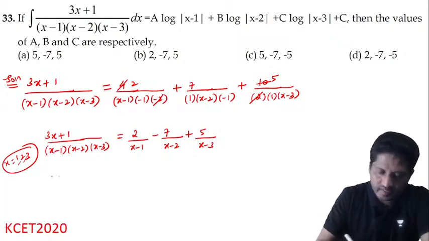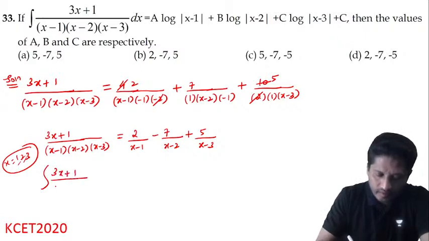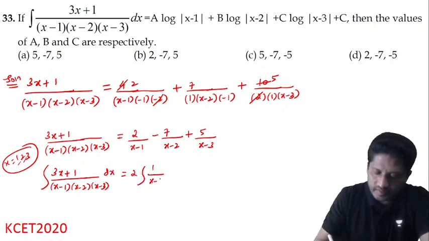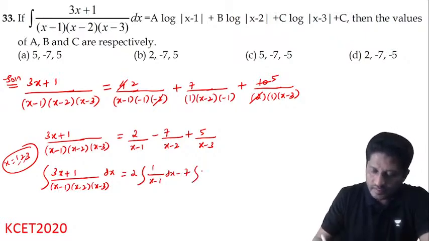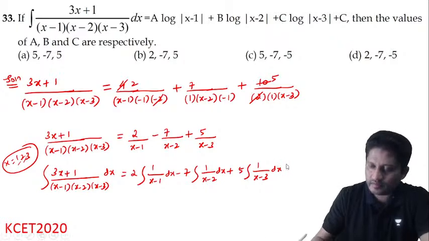Right, now if I integrate, integration of 3x plus 1 upon (x minus 1) into (x minus 2) into (x minus 3) dx is equal to 2 is a constant, 1 divided by x minus 1 dx, minus 7 times integration of 1 divided by x minus 2 dx, plus 5 times integration of 1 divided by x minus 3 dx.